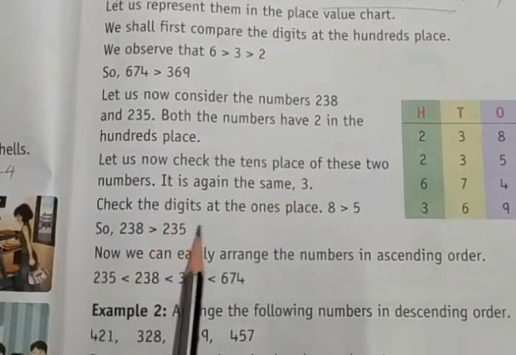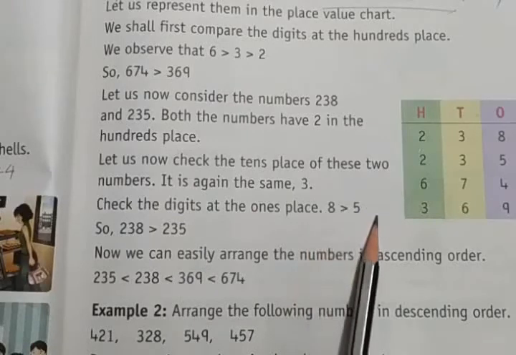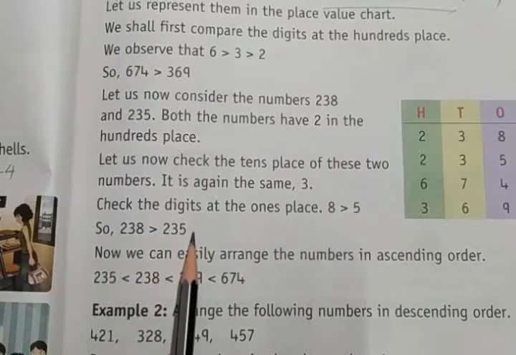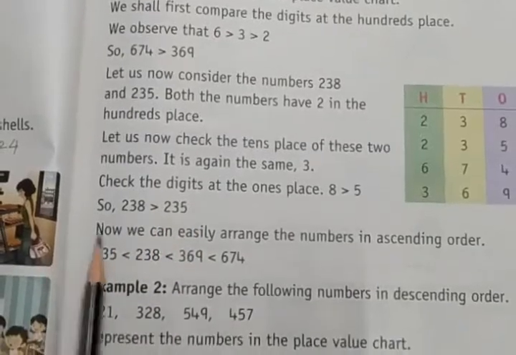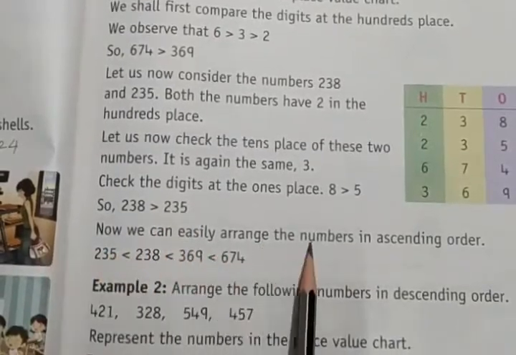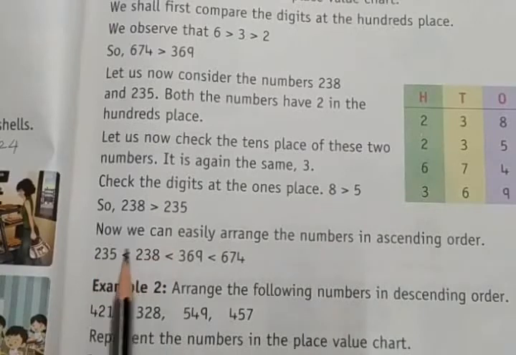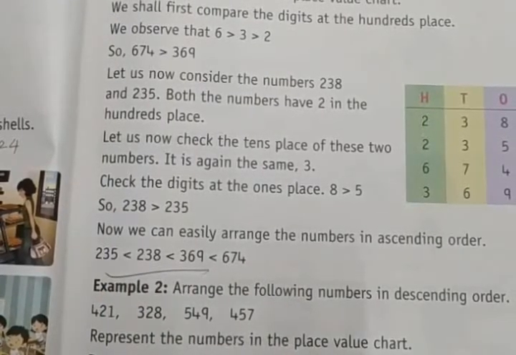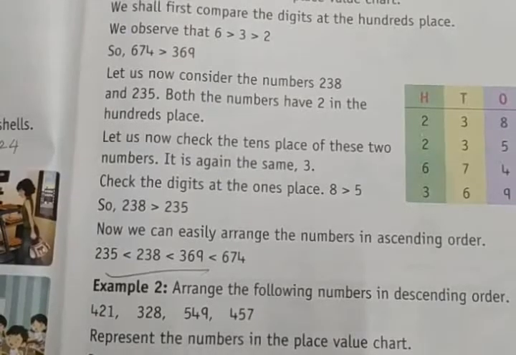Now check the digits at the ones place. 8 is greater than 5, so 238 is more than 235, so the smaller number is 235. Now we can easily arrange the numbers in ascending order. 235 is less than 238, 238 is less than 369, and 369 is less than 674. Clear? Any doubts? Okay. Now example 2.